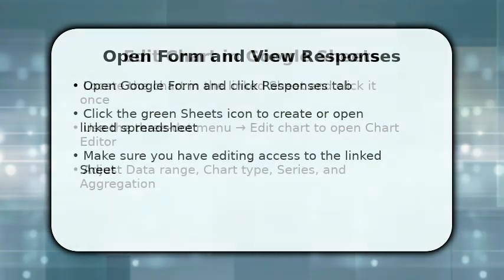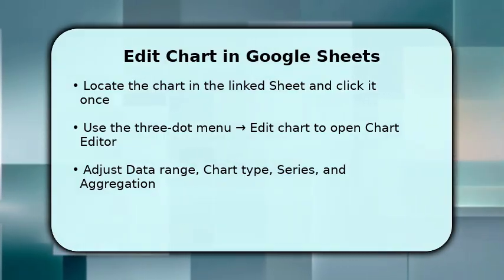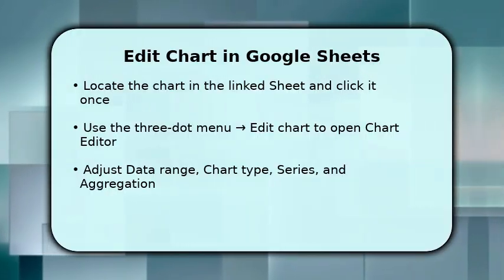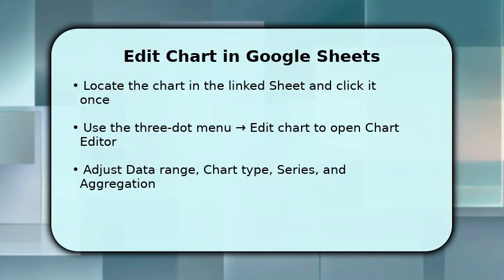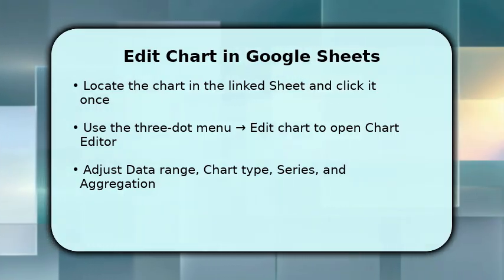Once you've opened the linked sheet, locate the chart inserted by Forms and click it to reveal the three-dot menu. Select Edit Chart to open the chart editor. Here you can change the data range, pick a different chart type, toggle series and aggregation, and refine axis labels. That's why you work in Sheets rather than Forms.